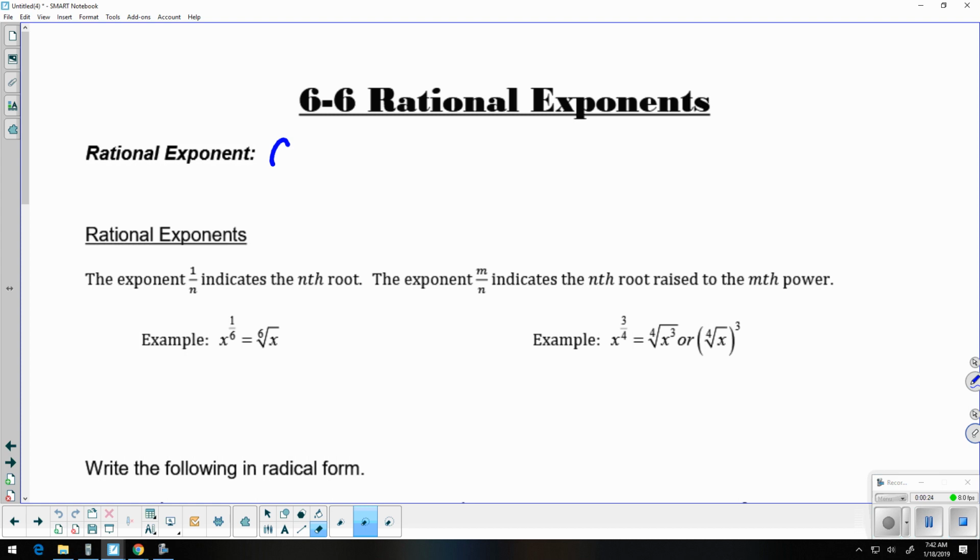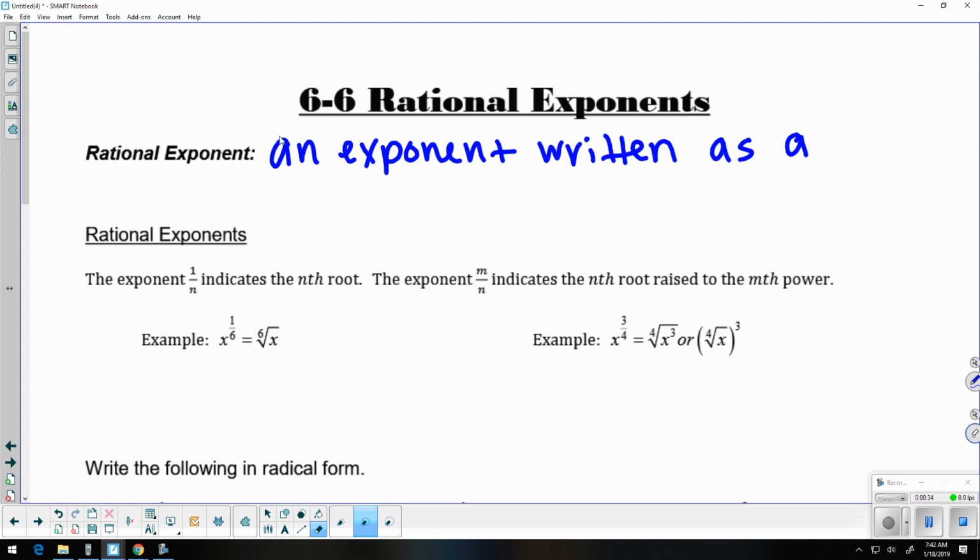So definition, an exponent written as a fraction. So as an example, m over n, but n cannot be 0. So if n were 0, that'd make it an undefined fraction. Can't have undefined fractions. Okay, so here's your examples.